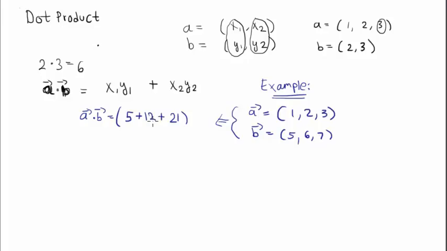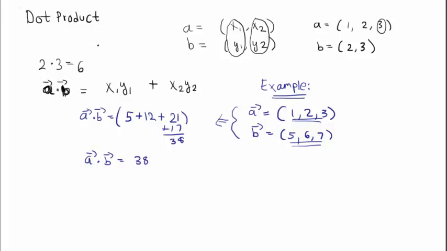So what is 21 plus 12? I can't even add right now. Okay, 5 plus 12 is 17, and then 17 plus 21 is 38. So A dot B is equal to 38, and that's the answer. It's as simple as that. You can only do the dot product if you're in the same dimensions. I have 3 dimensions over here and 3 dimensions over here, so I take the corresponding coordinates, multiply them together, and then in the end add them all up.